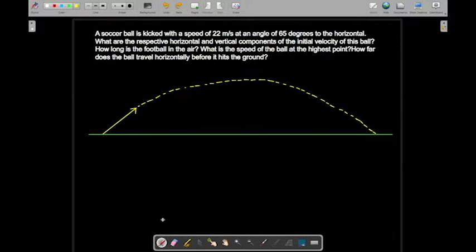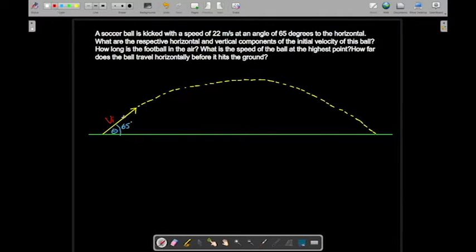According to what the question says, the angle at which the ball was kicked, and they're referring to this angle right here, is 65 degrees. So our theta is 65 degrees to the horizontal. I'm going to write that right over here. What are the respective horizontal and vertical components of the initial velocity of the ball? This is our initial velocity, and the initial velocity is being hit at an angle. It's going diagonally, as you can tell.